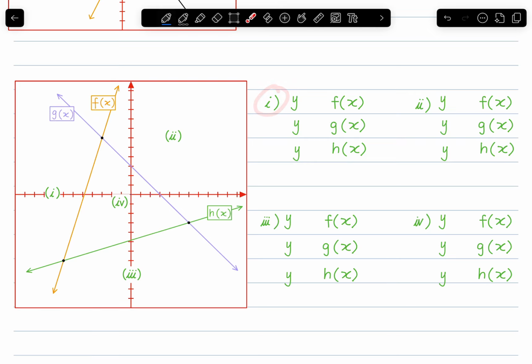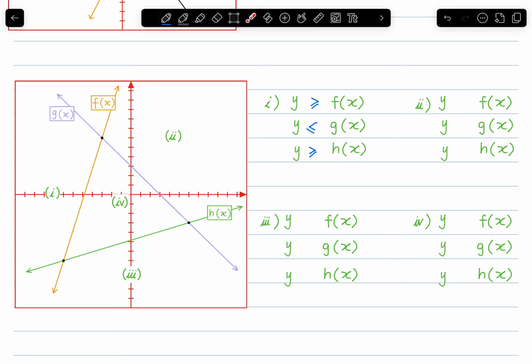Let's do number 1 first. Number 1 is this region here. So I'm going to pick a point, let's say this one. This point is below G. So it needs to be below, so less than or equal to G. This point, and as you can see, it's above F and it's above H. So it's above the other two. So greater than, greater than. And that's the combination that we need.